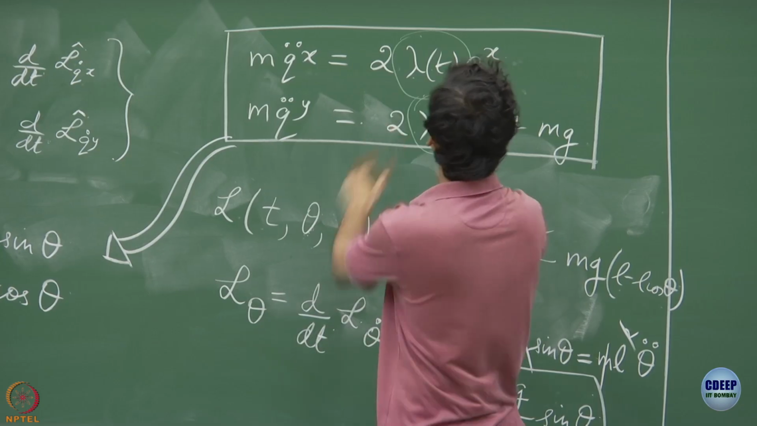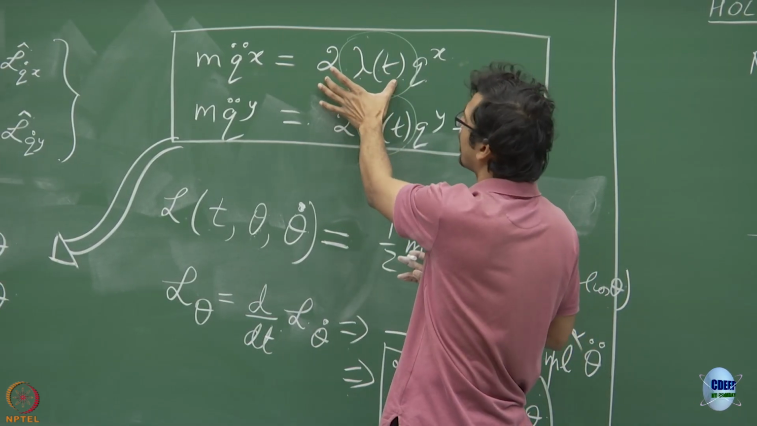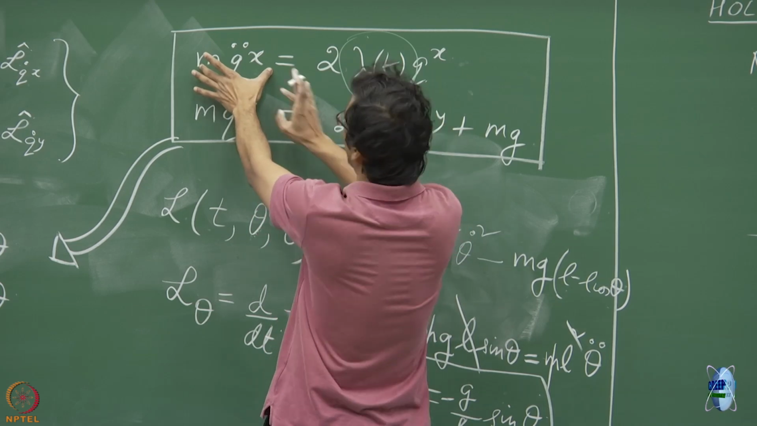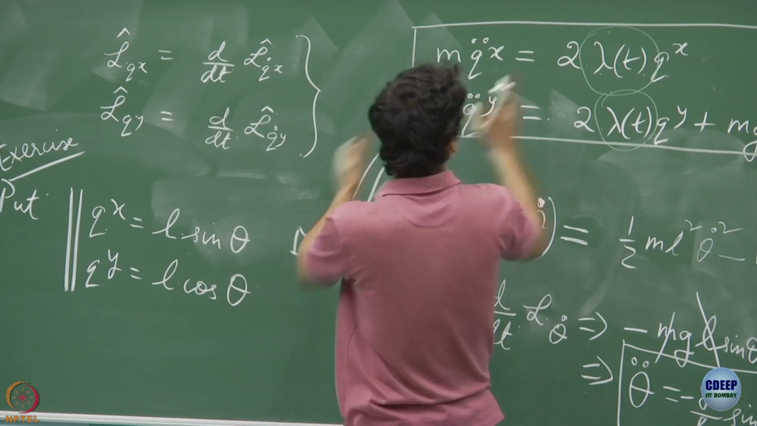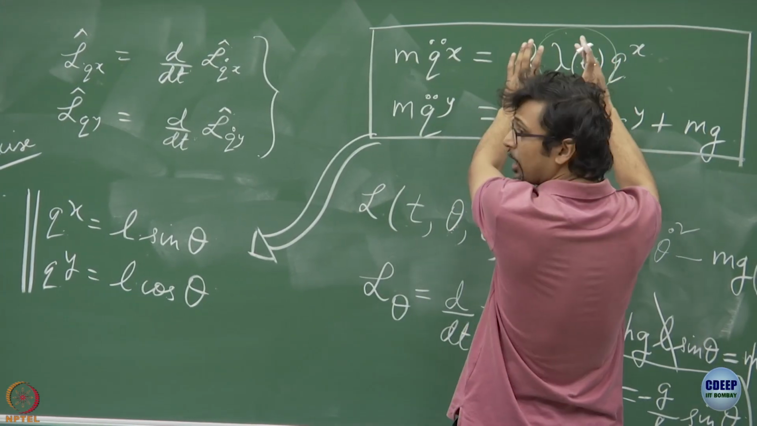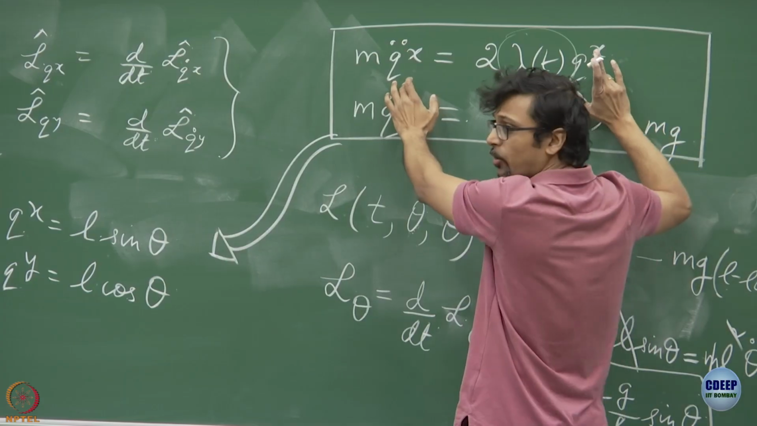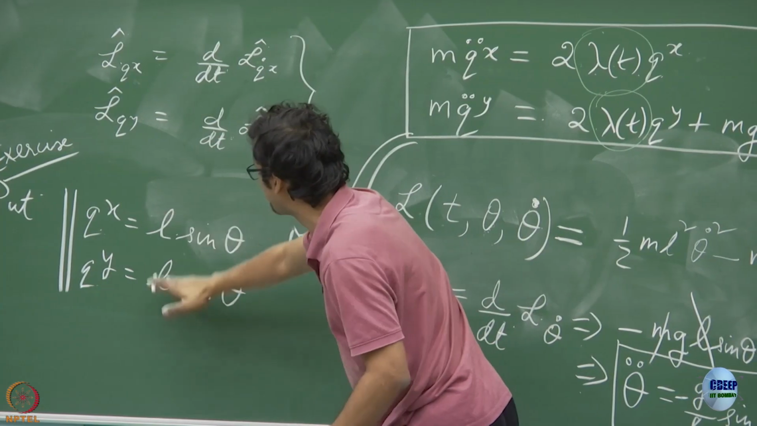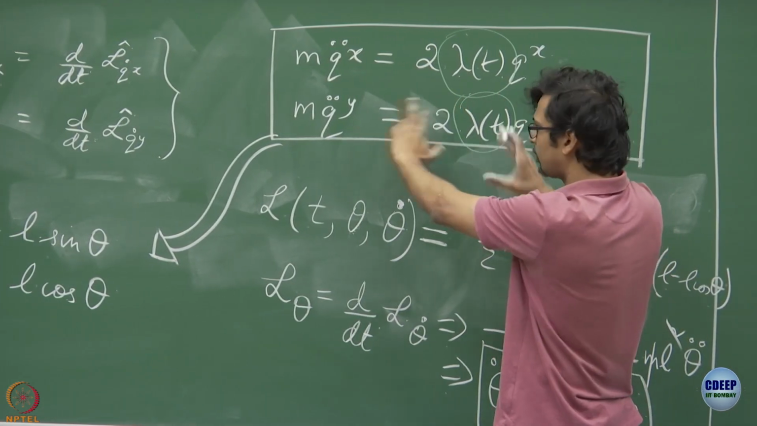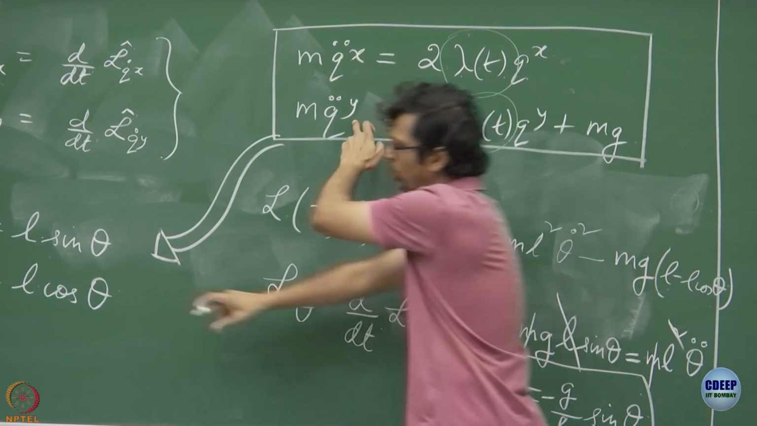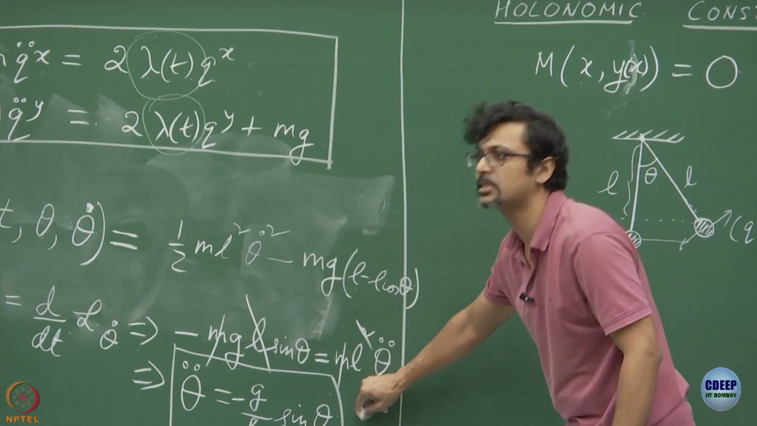From the first equation, substitute, because 2 lambda appears in common here. Instead of lambda, you can just take 2 lambda. So 2 lambda is equal to m qx double dot by qx. Qx is L sine theta. So from the first equation you get 2 lambda. Put that 2 lambda in terms of theta, so you have eliminated qx and qx dot and qx double dot and so on, and gotten everything down to this. Substitute that 2 lambda in the second equation, and knowing what qy double dot is from this equation, you should arrive at this exact same equation.